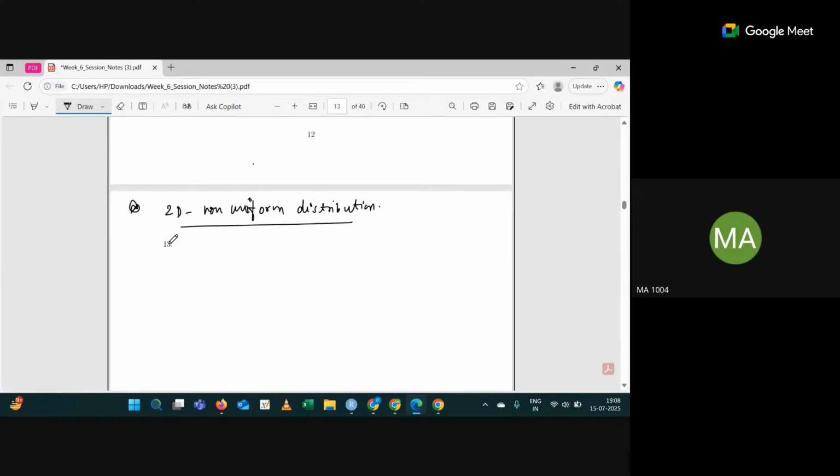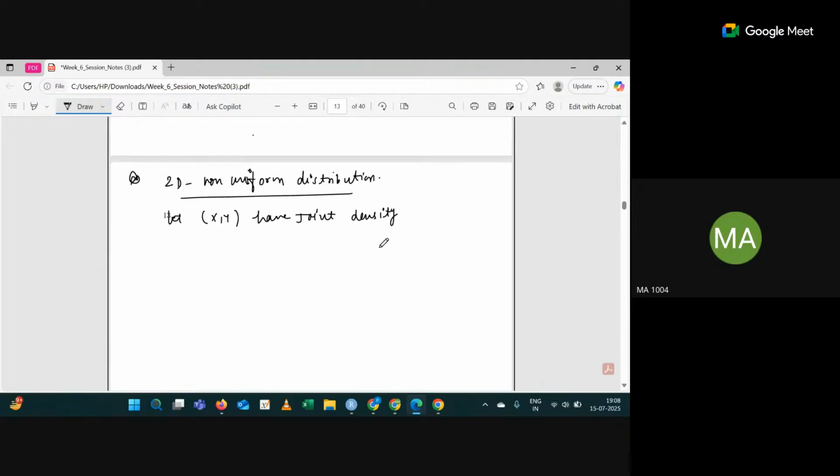So let me take, I'm saying X comma Y have joint density, such that suppose f(x,y) is given to you as, let's say, x plus y. This is given to you, and the limit of x and y is 0 to 1. So how will you interpret this? This means x is between 0 and 1, and y is also between 0 and 1. It will take value 0 otherwise.